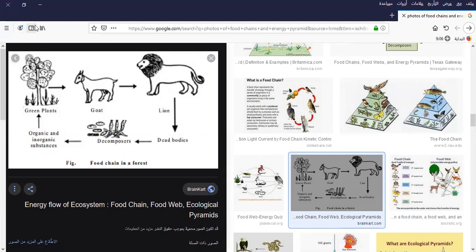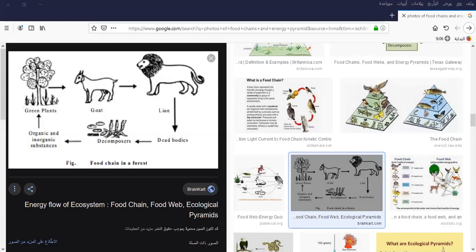So if I have a green plant, and a goat or rabbit will eat this plant, right? Then the lion eats the goat. The lion dies and changes into dead bodies. Then decomposers decay these dead bodies. When the decomposers decay the dead bodies, they return the material of dead bodies to the earth again. Decomposers are the microorganisms that decay the dead bodies. Then another green plant absorbs these organic materials and the cycle is repeated.